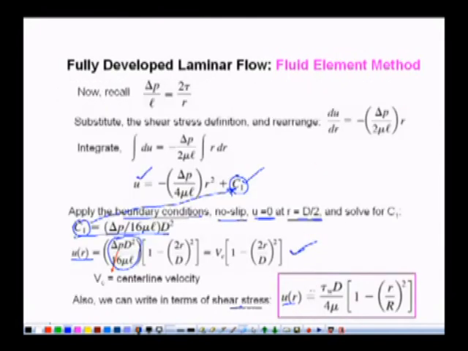So, with the help of this equation we can find out how velocity varies at a section. So, it varies in a parabolic nature, and at the center line this velocity is maximum, and at the wall velocity is retarded to 0 to satisfy the no slip condition.